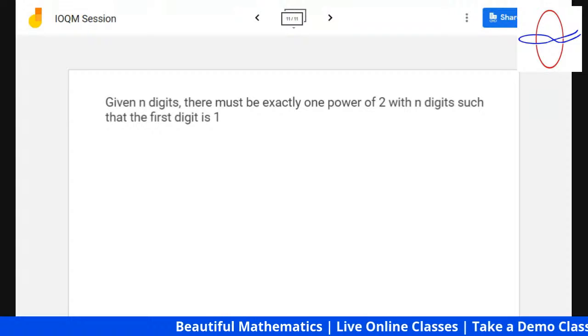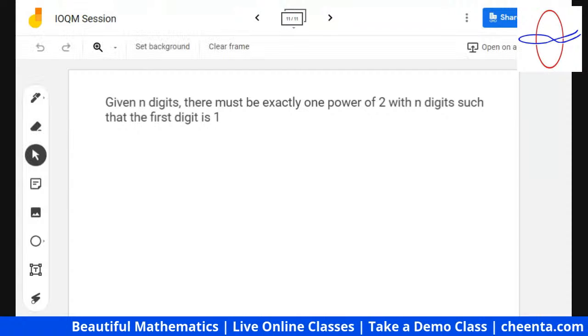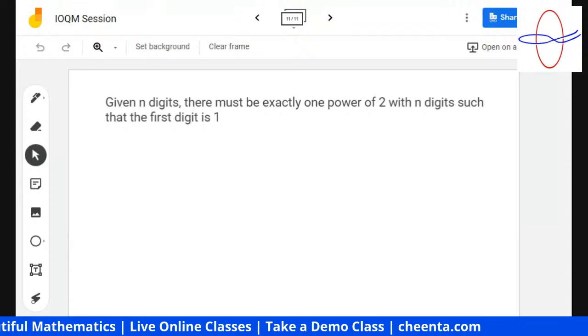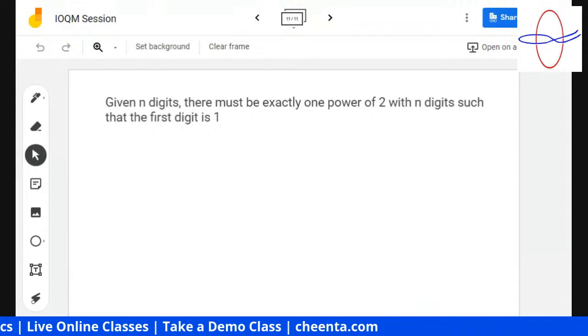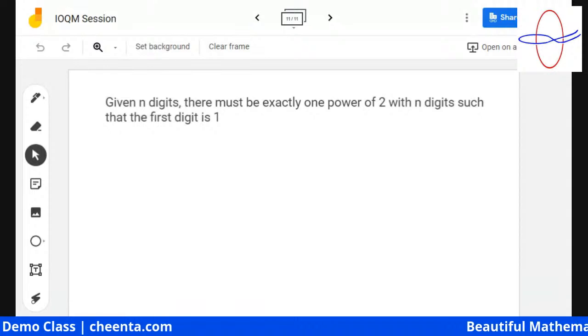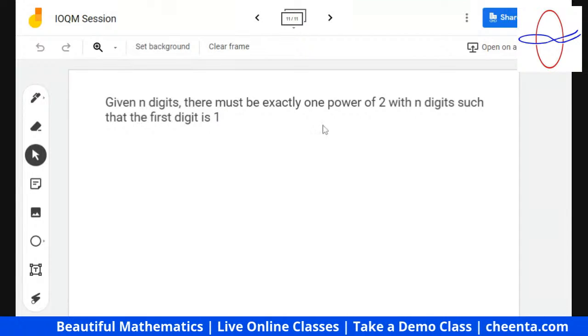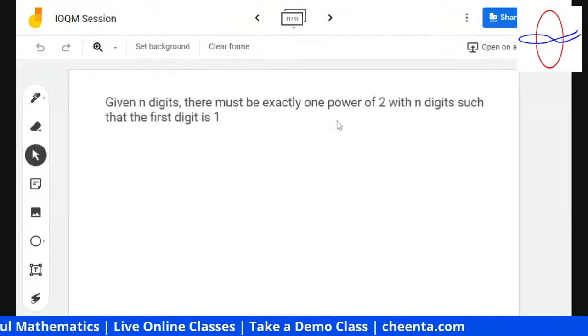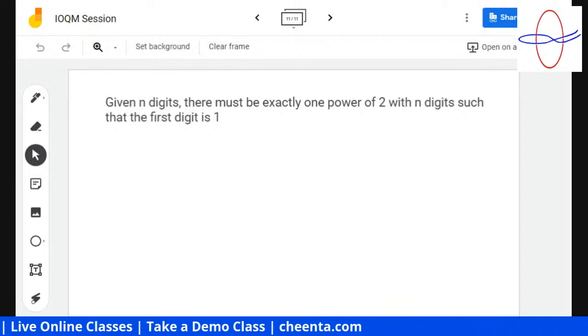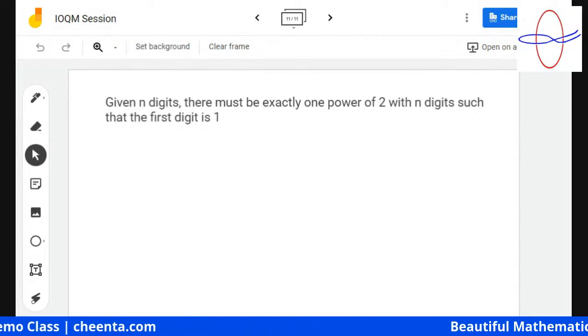This is the main idea: given n digits, there must be exactly one power of 2 with n digits, such that the first digit is 1. Can you tell me why? Exactly one power. Can you tell me why? Yeah. So write it. This is a very interesting theorem. Whatever the cannon does, whatever movement the cannon makes, if it starts from a black box, it will end up on a black box, isn't it?